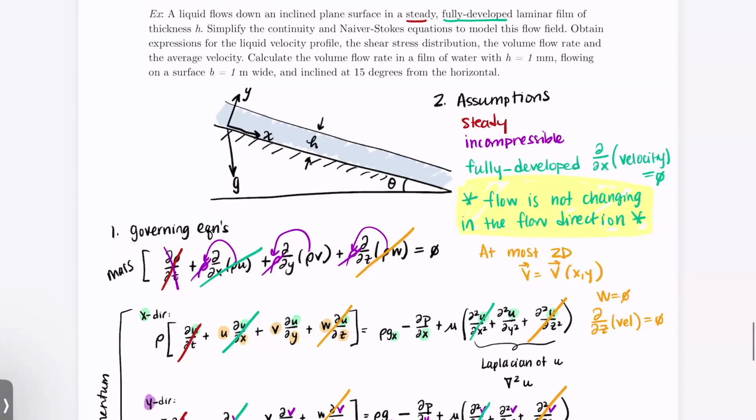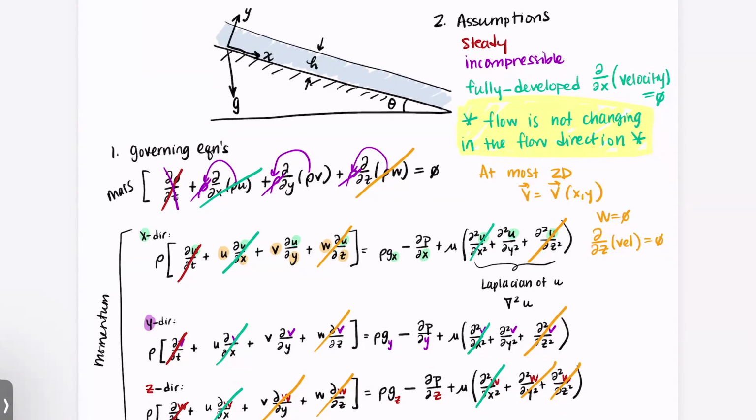Then typically the other assumption that we're going to make is that the flow is at most 2-dimensional. Since we've given ourselves an x and y coordinate system in this plane that we're looking at, we're going to say nothing's happening fore and aft. So everything in the z direction is going to be boring to us. That means the w component of velocity is 0, and all of our z derivatives with respect to velocity are 0 as well. Once we have all of our assumptions listed, you're going to go through all these equations and simplify, and a lot of the terms are going to go away.